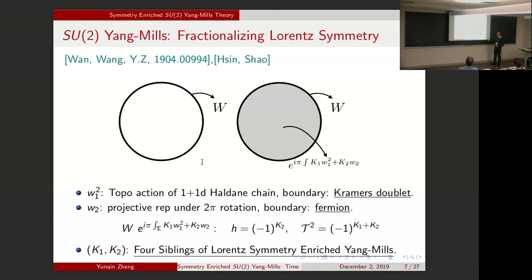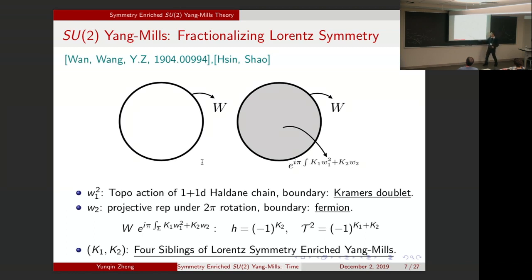The most general SPT protected by Lorentz symmetry contains two terms. Here, what I wrote is K1 times W1 squared plus K2 times W2, where W1 and W2 are the Stiefel-Whitney classes of the tangent bundle of the space-time manifold. And K1 and K2 are 0 or 1, indicating the absence or presence of these two terms. So what do these two terms mean? First of all, let's focus on W1 squared. W1 squared is a topological action for the 1+1D Haldane chain. We know that the Haldane chain is an SPT protected by time reversal symmetry.